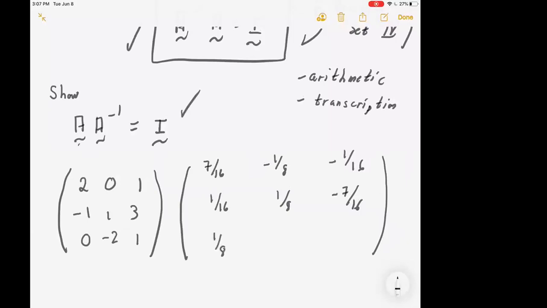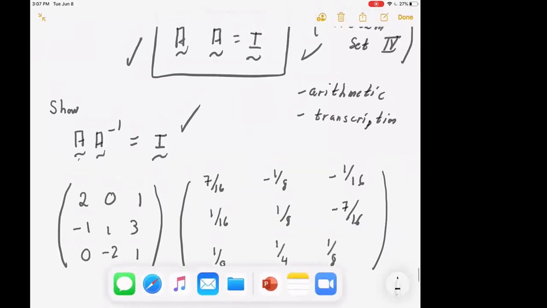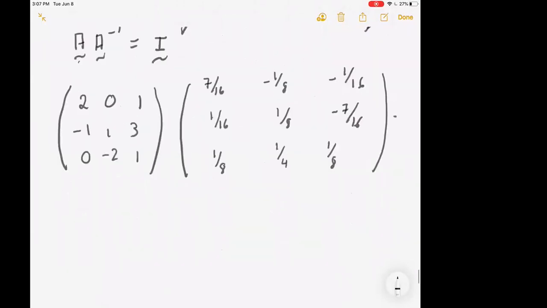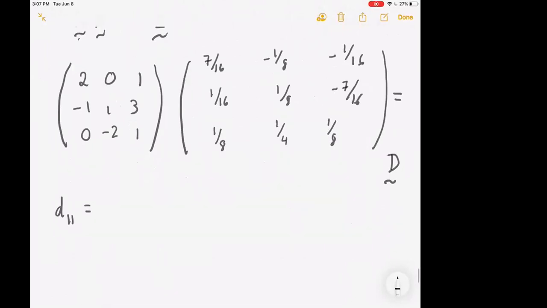And the third row looks like the following. So what I'm going to do is call the product of these two matrices a new matrix. I'm going to call that new matrix D to distinguish it from what we did before. And I'm going to explicitly calculate all 9 matrix elements. So again, this is an exercise in matrix multiplication, which in my book is always a good thing.